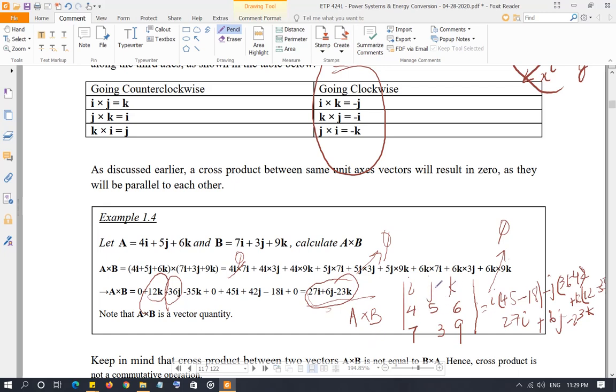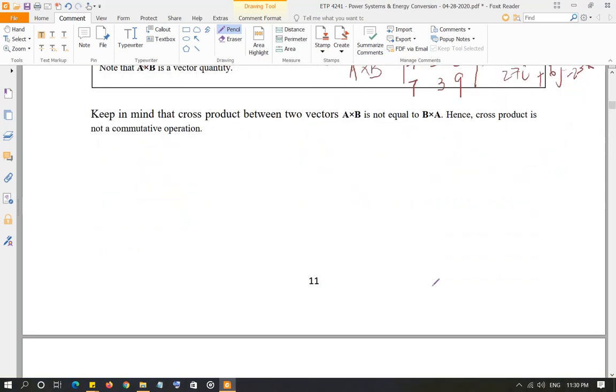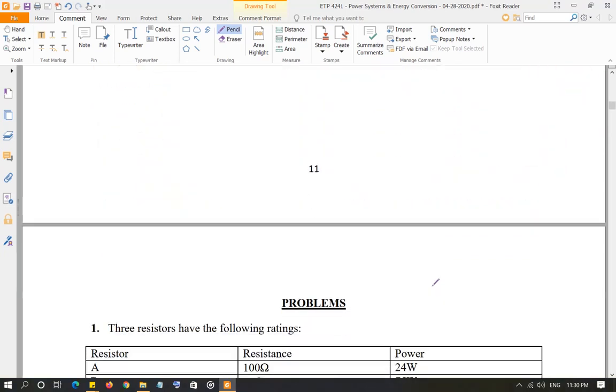Okay, I should have put it in here, but anyways, if you watch the video, you will know. Cross product, of course, is not a commutative quantity, so A cross B is not equal to B cross A, so don't do that. And I believe this is the end of chapter number 1.